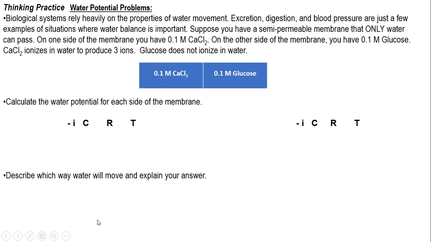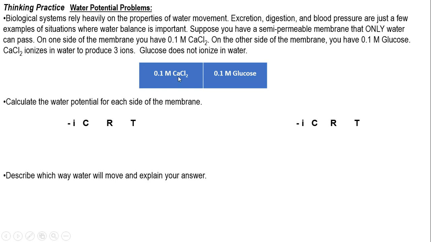You've got a container, and you put a semi-permeable membrane here. It's only permeable to water. So on one side of the membrane, we have a 0.1 molar calcium chloride solution. On the other side, we have a 0.1 molar glucose solution. So remember now, calcium chloride ionizes in the water to produce 3 ions. Glucose does not. Now, if you go to your formula sheet, you know that glucose has an ionization constant of 1.